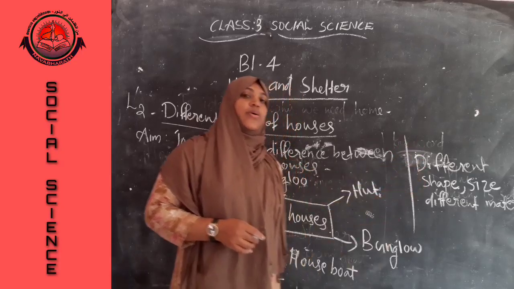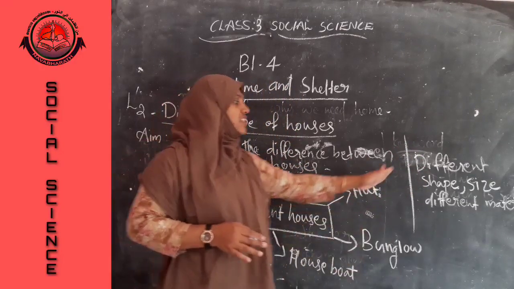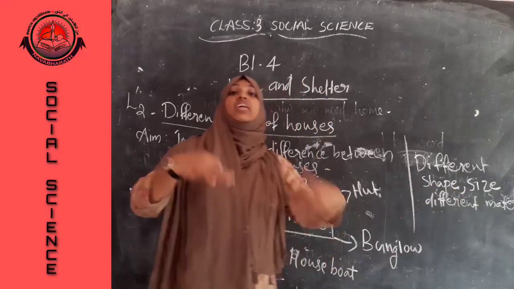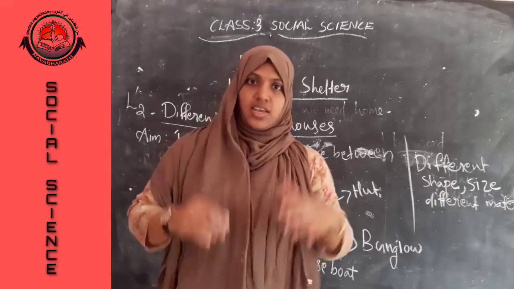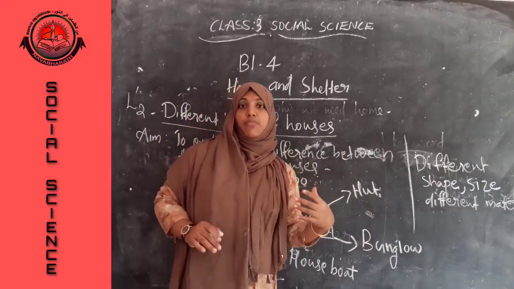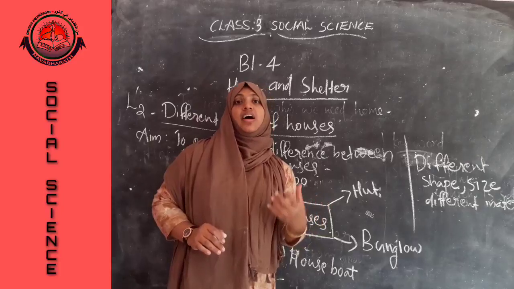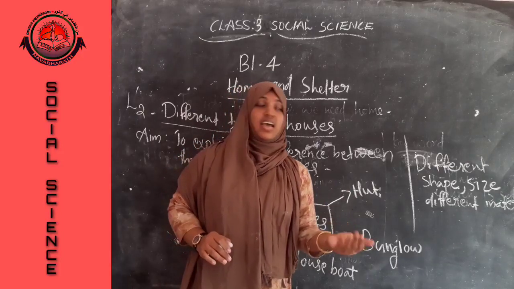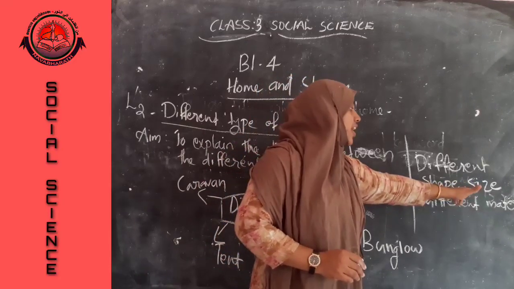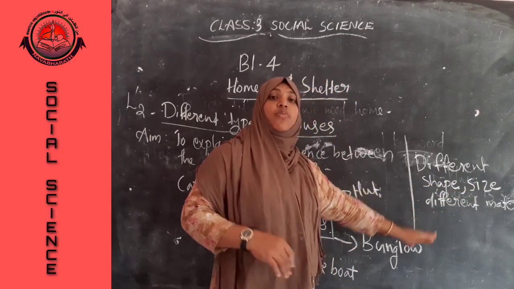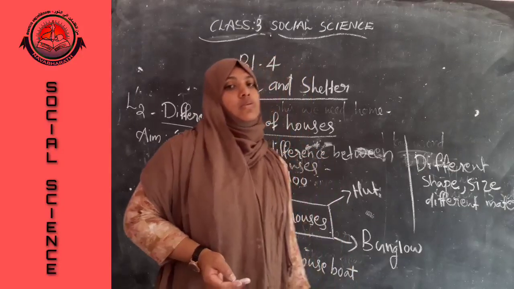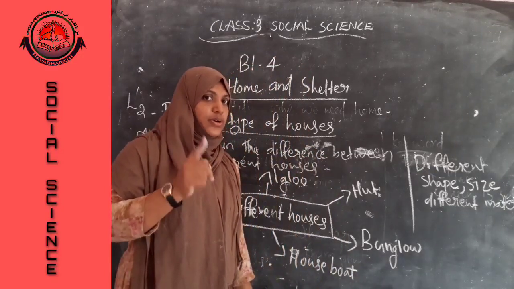The difference in the houses is based on its shape, its size and what it is made of. All the houses are made up of different materials, and houses are different in size and shape, and different material is used to make the houses. Right? You got it?